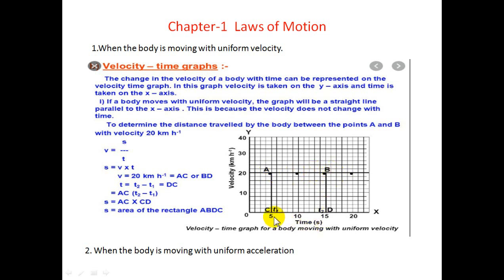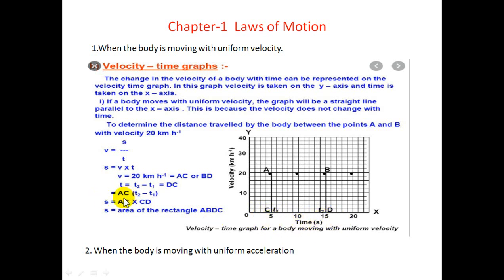Okay, now the only difference is the time. So what we will see is the difference between the time at 15 and at 5. We will do t2 minus t1, and we will get the exact time for which we have to calculate the distance. When we subtract t2 minus t1, we will get the exact timing for which we have to calculate the displacement. So AC, V is equal to 20 kilometer per hour, equal to AC or BD. T is equal to T2 minus T1, that is DC.